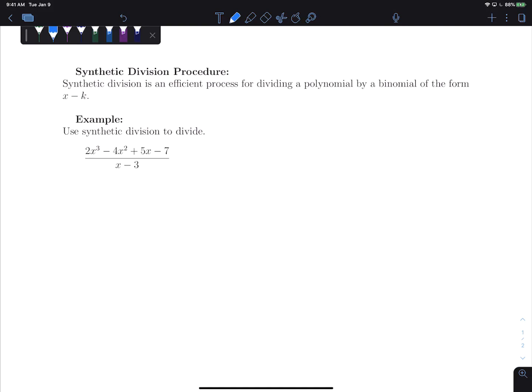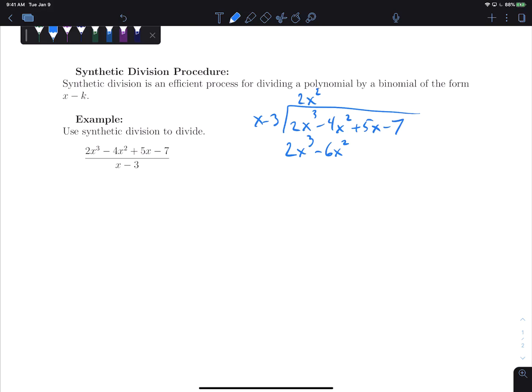But in order to appreciate synthetic division, we need to understand why it's efficient compared to long division. So with long division, we take the numerator, 2x cubed minus 4x squared plus 5x minus 7, and we divide by x minus 3. Now, we ask ourselves, x times what gives us 2x cubed? Well, that would be 2x squared. And 2x squared times x is, again, 2x cubed. Good. But distribute that to the negative 3 as well, and that gives us negative 6x squared.